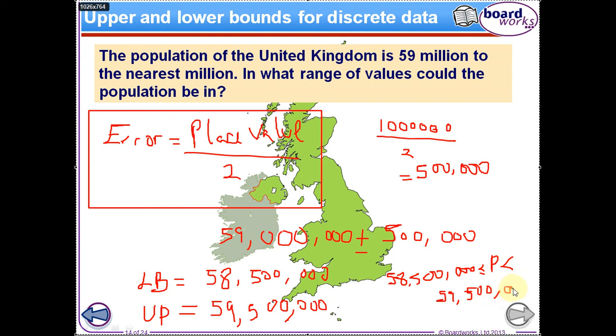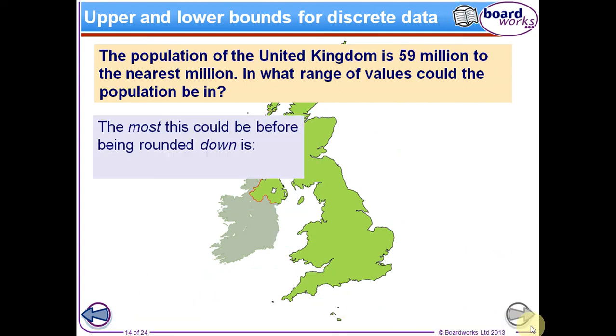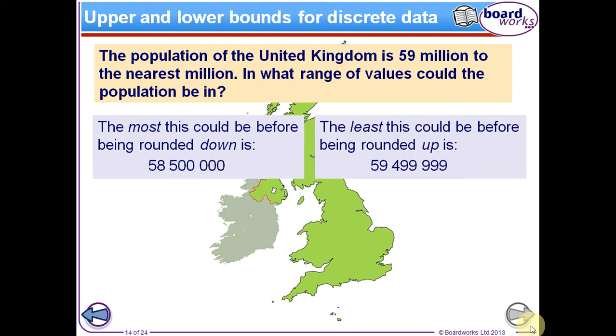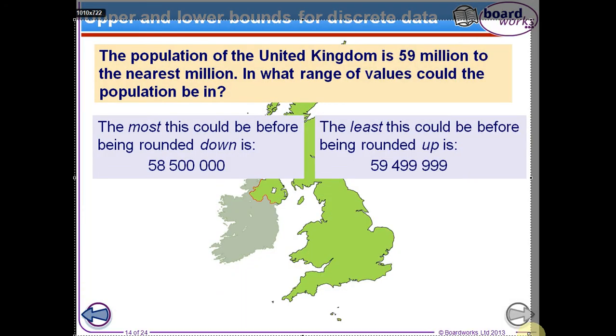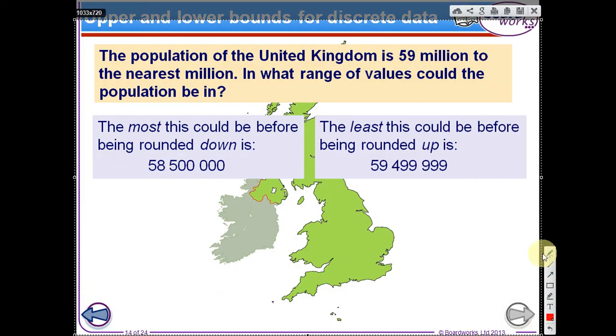Now, I expressed my answer as though it is continuous data. The implication is that I don't need to write all these 9s, because this is not inclusive. Let me run through the slide to save time. The least is 58,500,000. Because this is discrete and I told you that the upper bound is not inclusive, why do we have 59,499,999? Because I'm expected to have strictly less than, but this is inclusive.